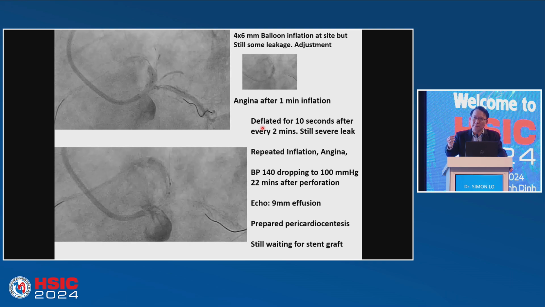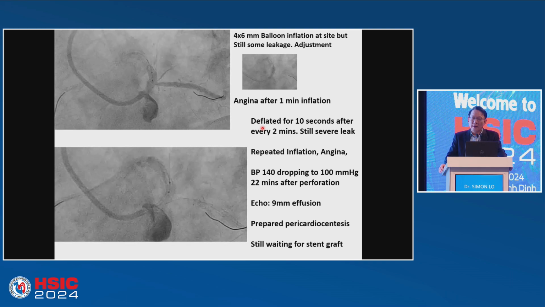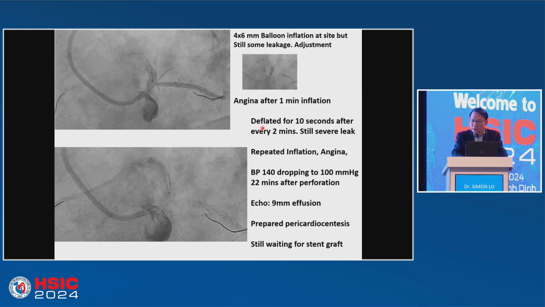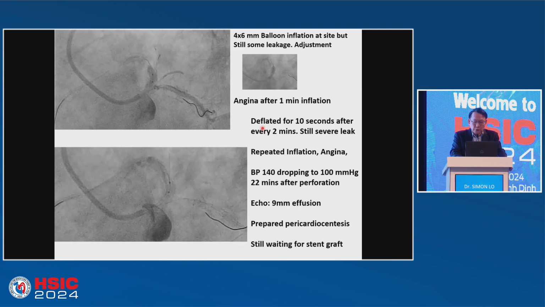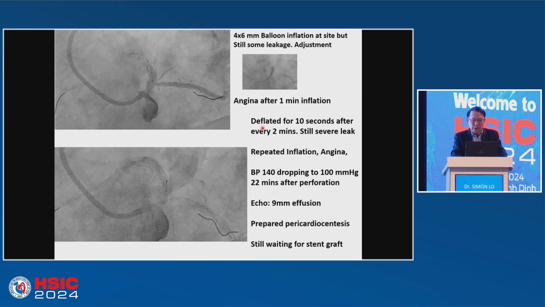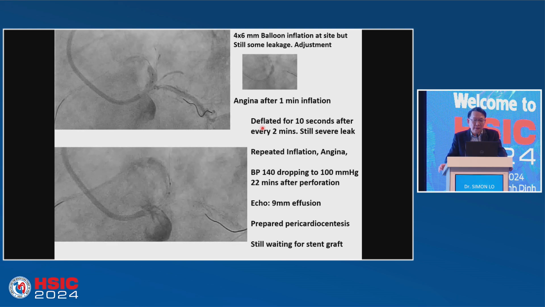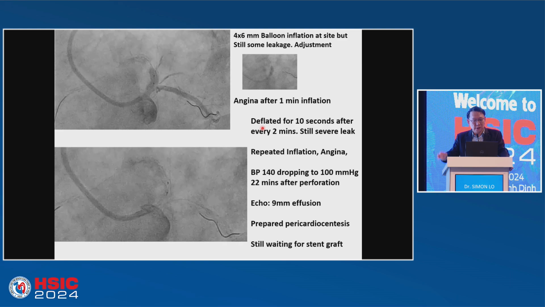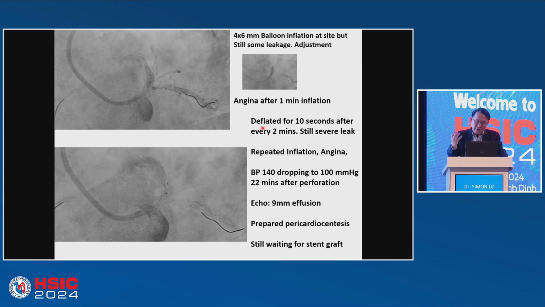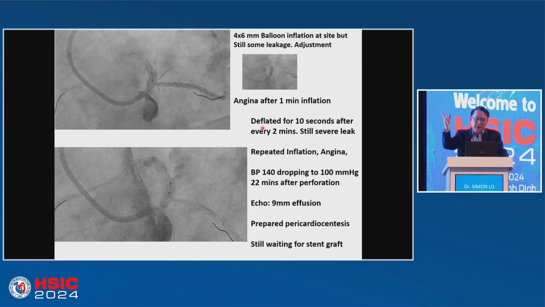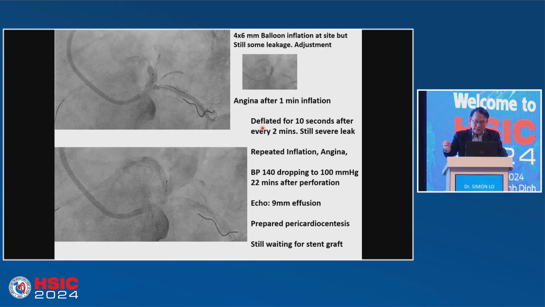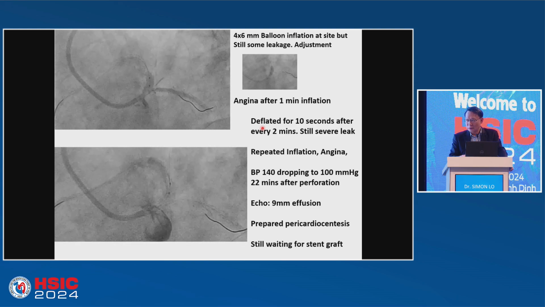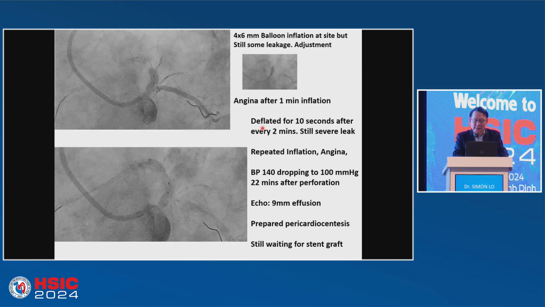And I have to deflate the balloon almost every 2 minutes for 10, 15 seconds to allow some degree of perfusion and reduce her angina. And I went on like this for about 20 minutes, and then her blood pressure started to drop. I was still shouting for a stent graft, okay? But of course, the cardiac manager has gone out to another hospital. Another person has used a motorbike to go to another hospital to get this stent graft for me ASAP.